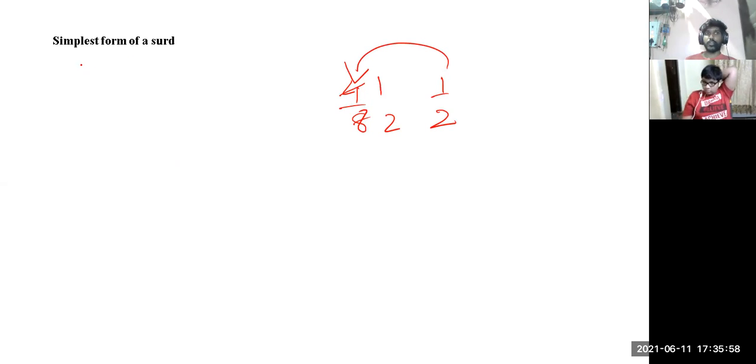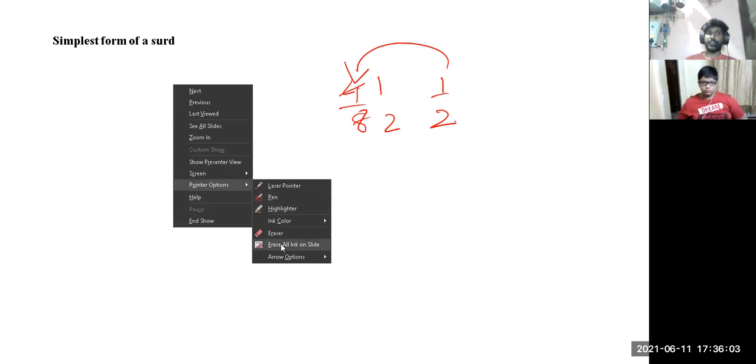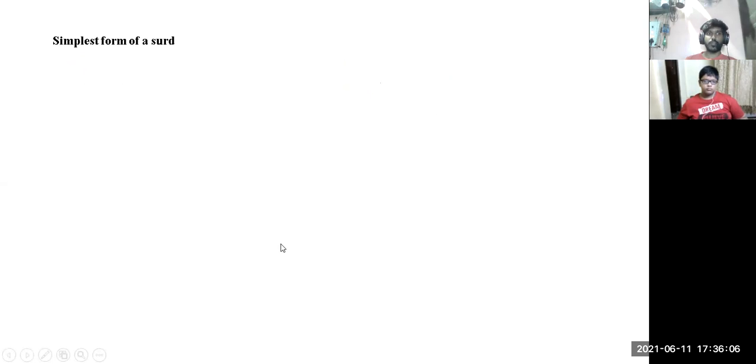Now the next thing we have to see is the simplest form of a surd. Just like how we can reduce fractions, for example, if you have 4/8, this fraction you can reduce. 4 ones are 4, 4 twos are 8. So 1/2 is called the simplest form of the fraction 4/8. In the very same way, you can simplify a surd also. Let's see how to simplify surds. The very first one, we'll see root of 48. I'll show you the prime factor method to simplify this.